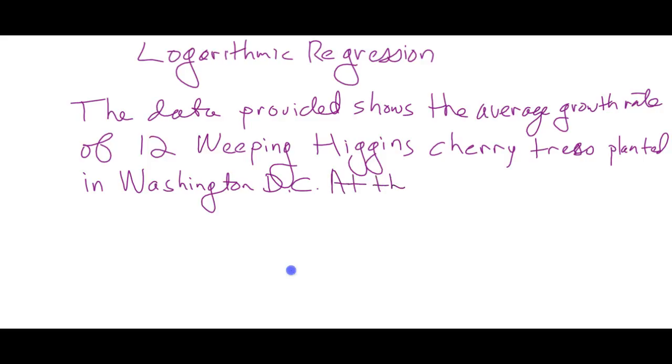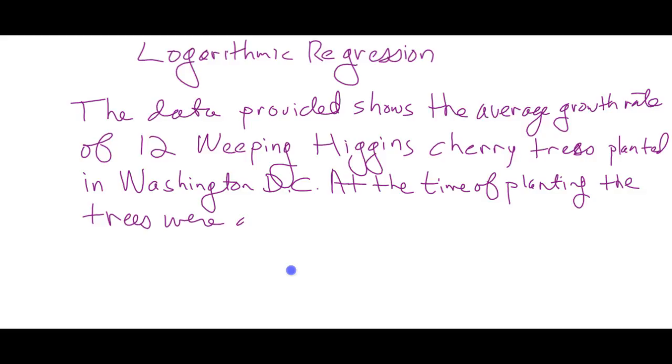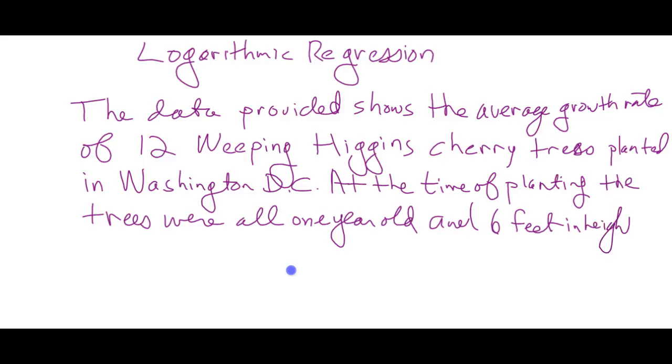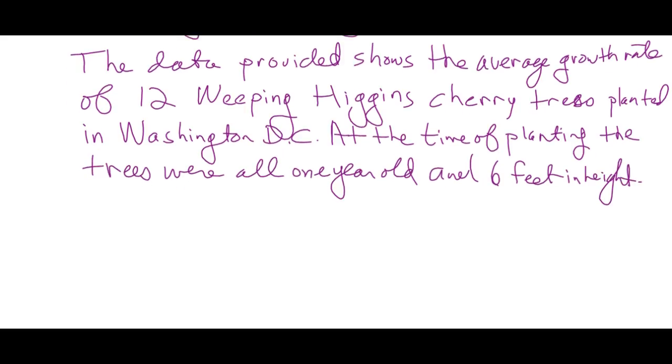At the time of planting, the trees were all 1 year old and 6 feet in height. The table we're going to get is the average height of these trees, and what we want to do is see if there's some kind of a model for this data.